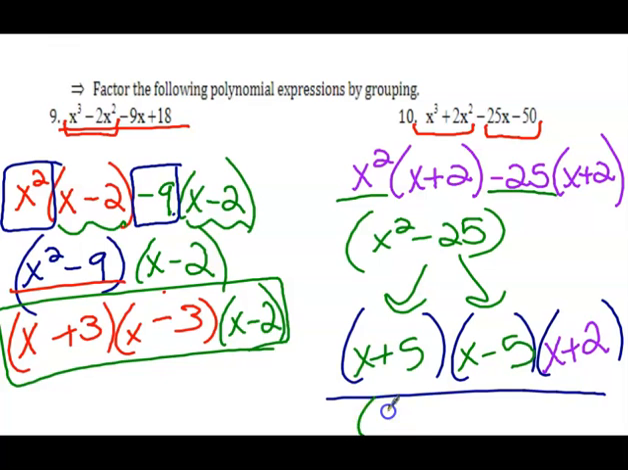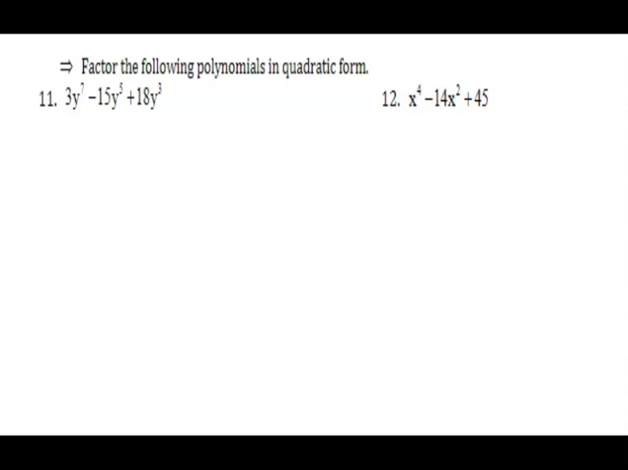Again, if your order is different, that is okay. So if you have a different order, we are all fine. Just make sure you have a plus and a minus 5 and then the positive 2. Moving right along, factor the following polynomials in quadratic form.